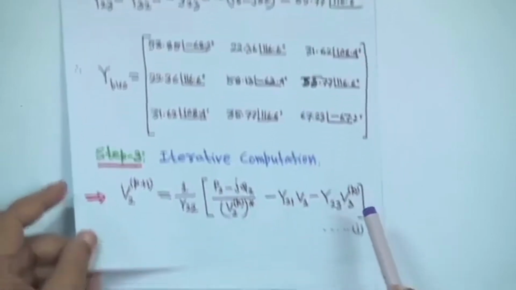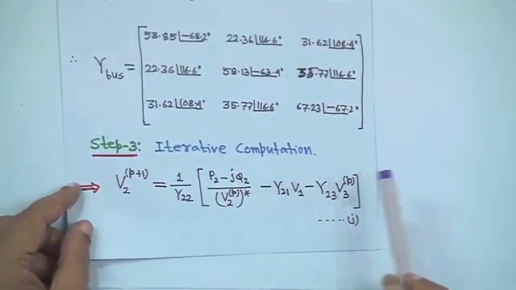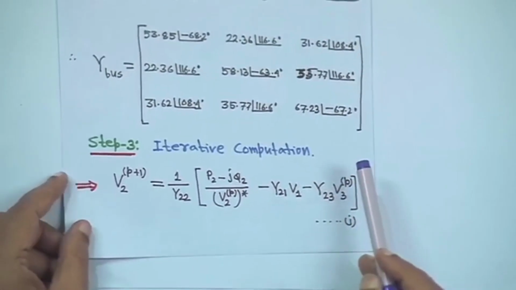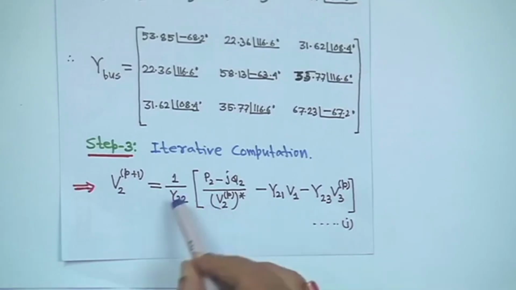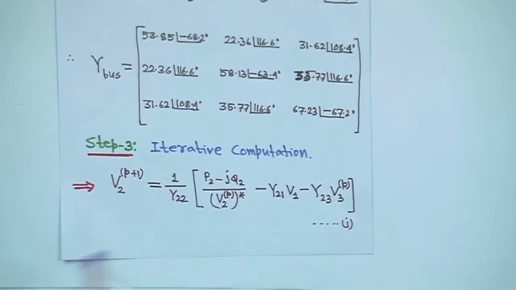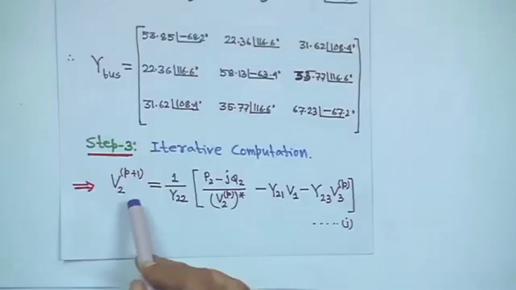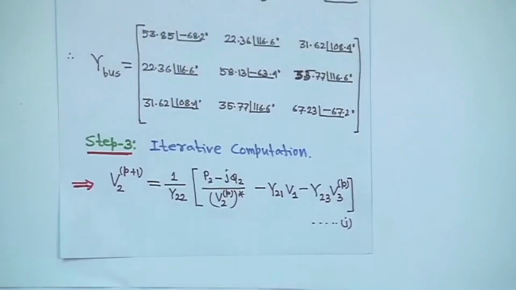After this, step 3 is iterative computation. In that case you have to first write down all the 3 equations for the Gauss-Seidel method. We have seen the equations for the Gauss-Seidel method. All these things are given in general. So, for bus 2 we are writing V2 (p plus 1). Already we have discussed this.